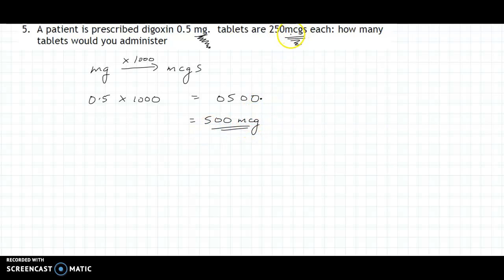And the tablets are 250. Each tablet is 250 micrograms. Well, sure, 2 tablets will do the job, you know, because 500 divided by 250 equals 2. So our answer is going to be 2 tablets.